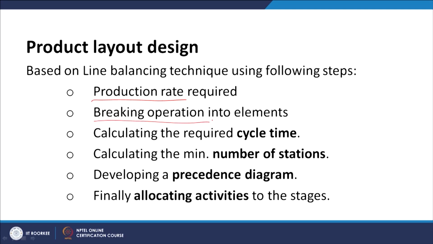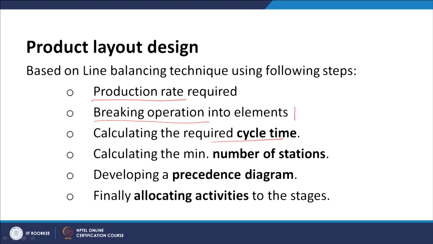Then the next step here, after identification of the output desired, breaking the given job into finer elements, and then identification of the time required to complete those elements, is the cycle time required. So, how to calculate the cycle time? To calculate the cycle time, we have to see the time available for production and divide it by the number of units to be produced.